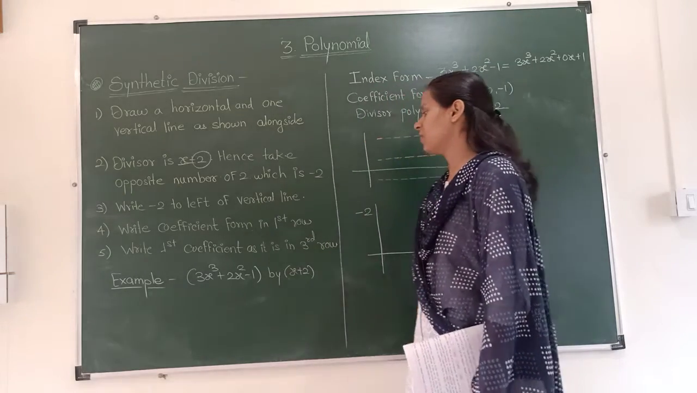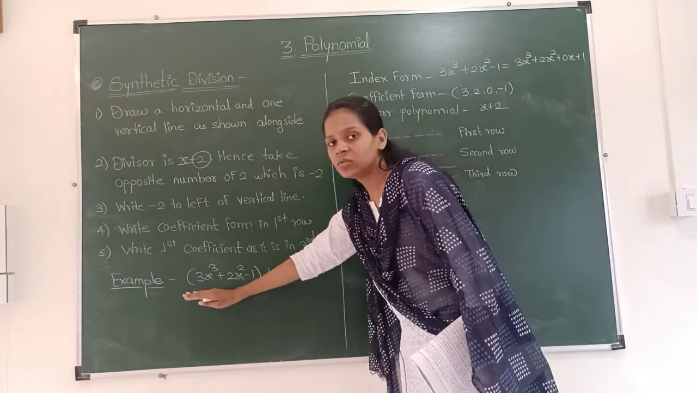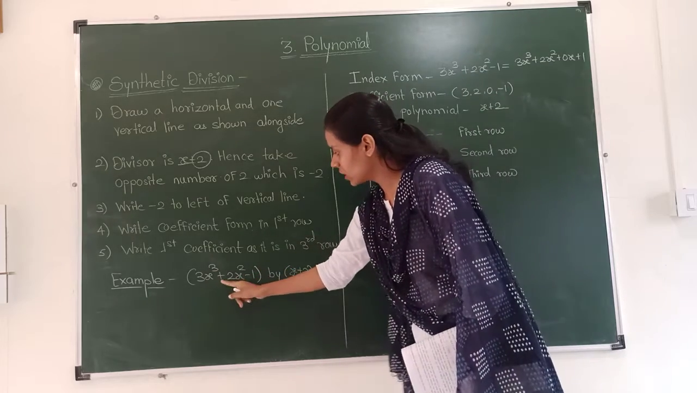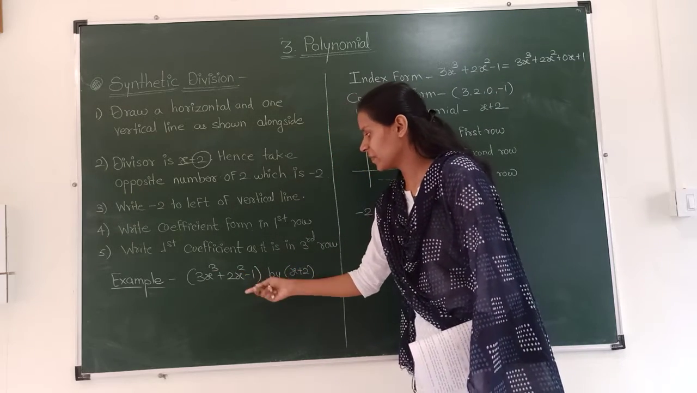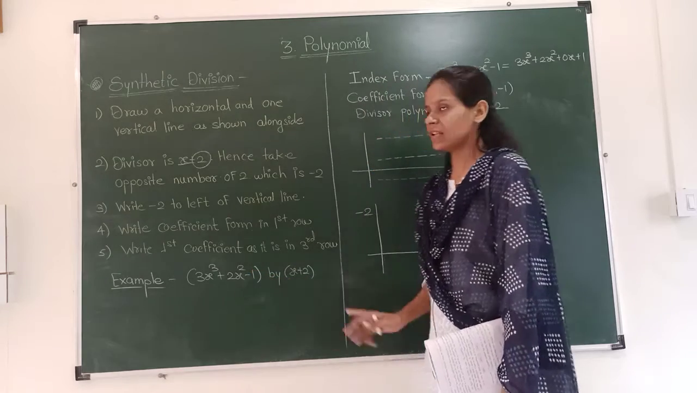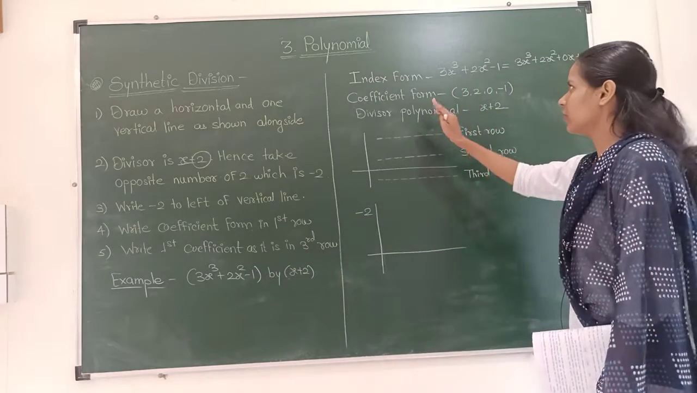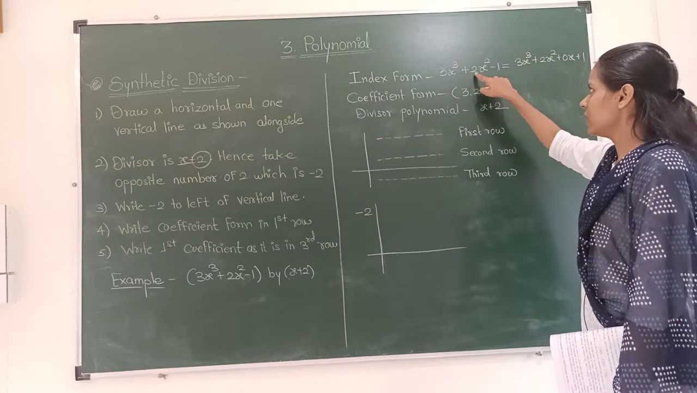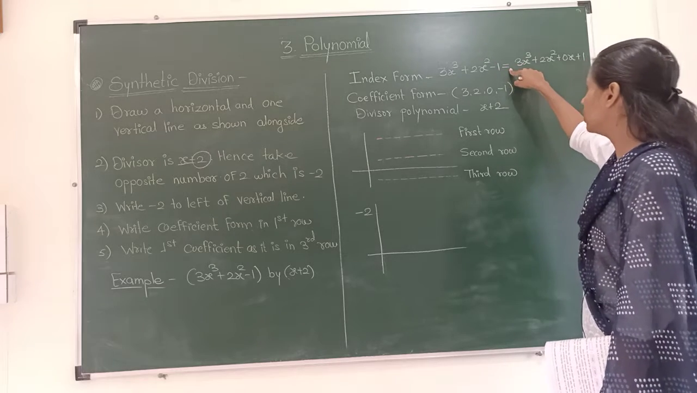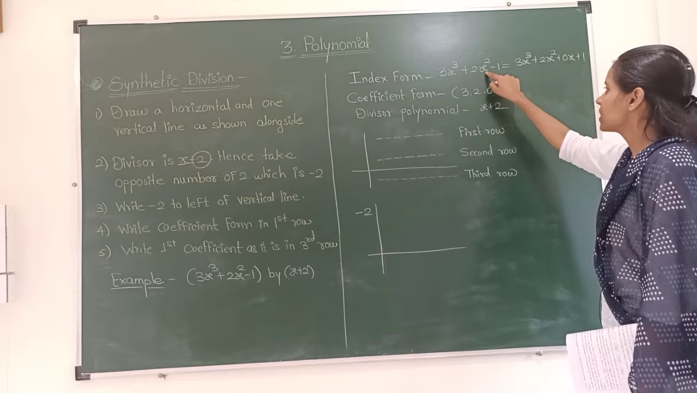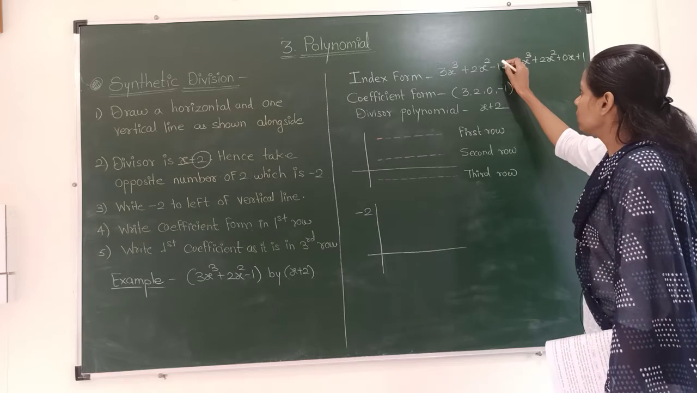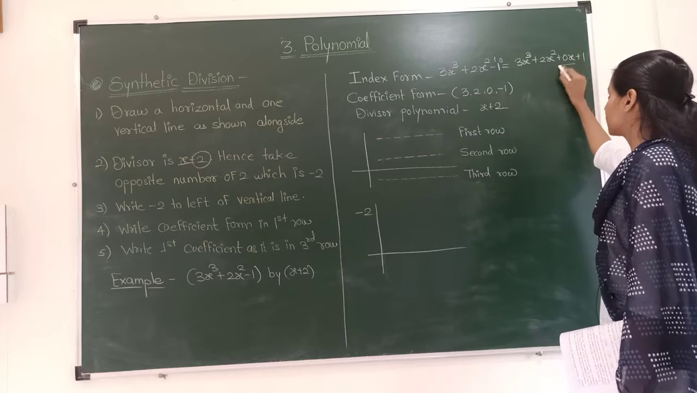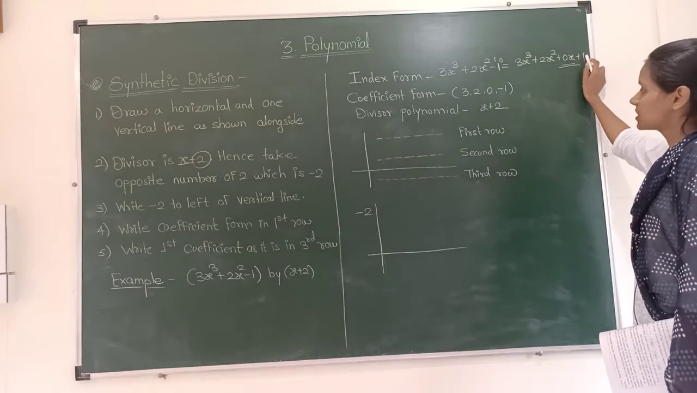Write coefficient form of the first row. So we have to write the coefficients for this. You can see it is 3x raised to 3 plus 2x raised to 2 minus 1. The term of x is missing. So we will write the index form and coefficient form. The index form for the given 3x raised to 3 plus 2x raised to 2 minus 1 is 3x raised to 3 as it is, 2x raised to 2 as it is. Here the power is 0, so power 1 is missing. Therefore, we will insert the term over here, that is 0x plus 1.